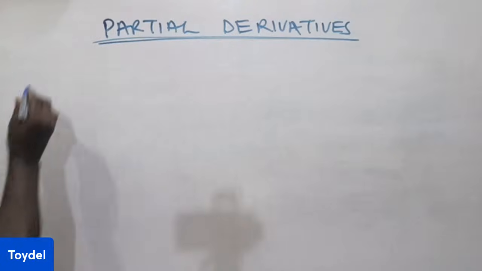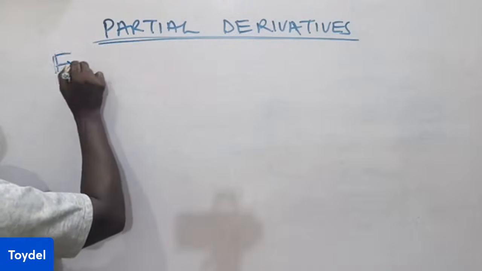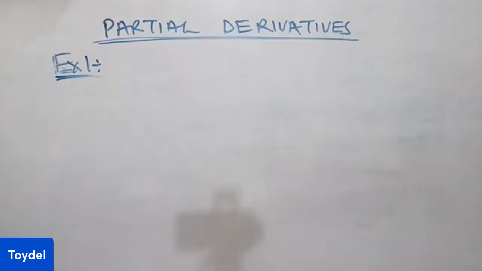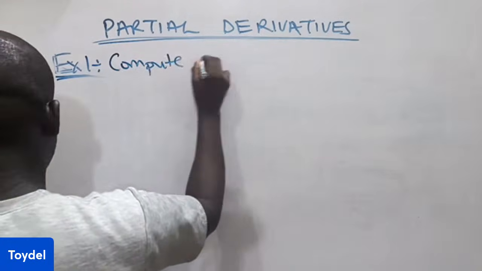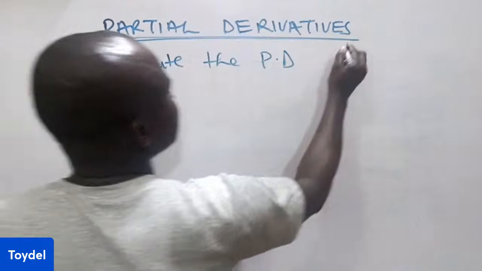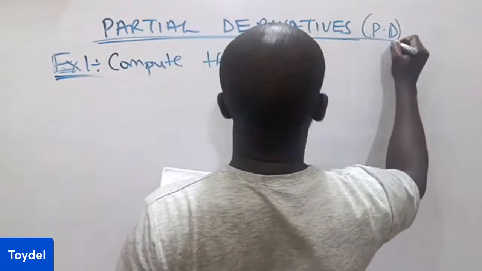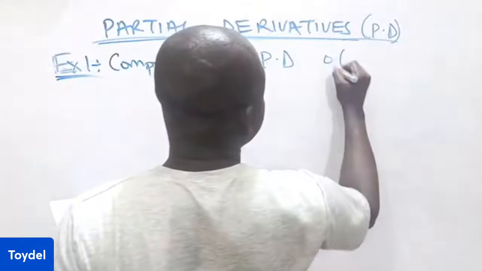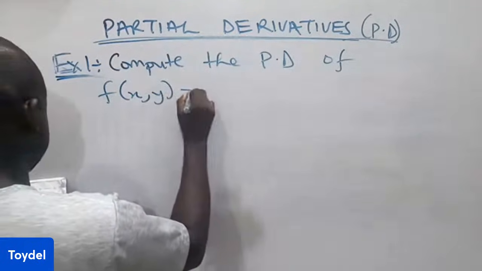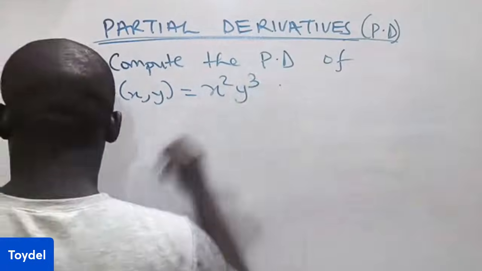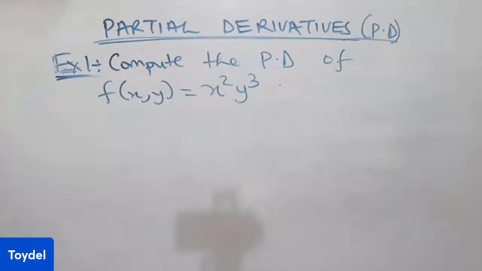For instance, let's take example 1. Let's say compute the partial derivative, let me abbreviate partial derivative as PD, of f of x comma y equal to x squared y cubed. In this case, there are two variables here, x and y. So we want to compute the partial derivative of what we have on the board.